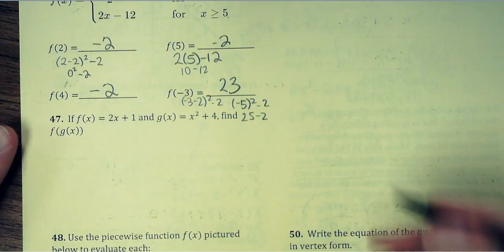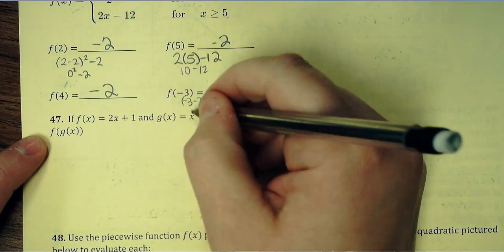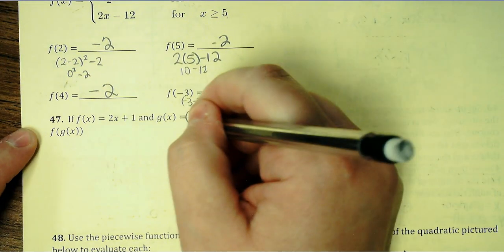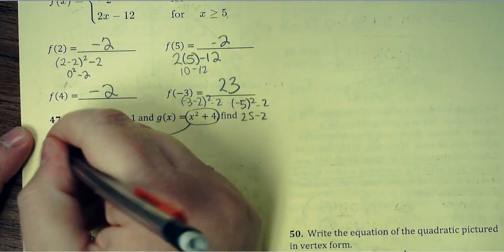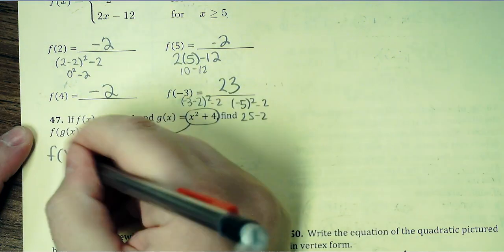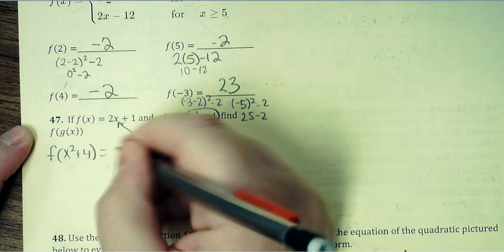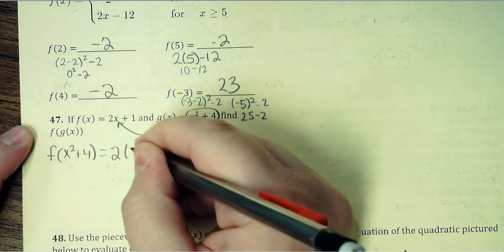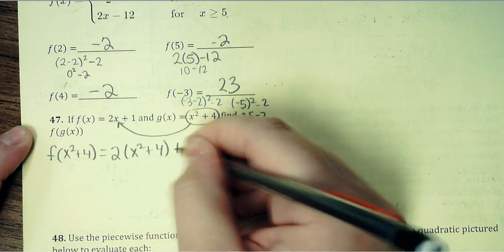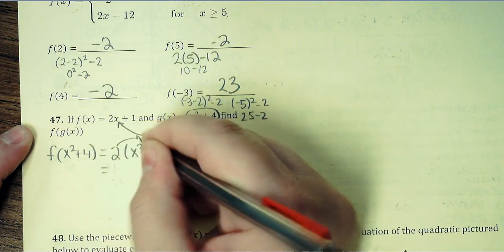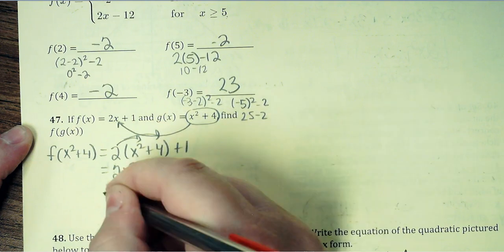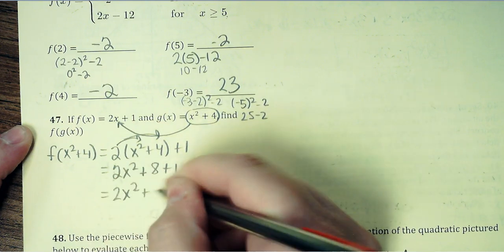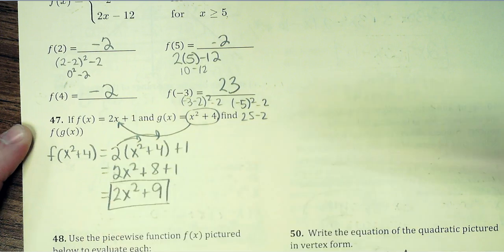For number 47, composition function. This means I'm going to plug in the g of x function to the f of x function. So g of x is x squared plus 4. In your f of x function, everywhere you see an x, you replace it with that expression. Now, a little distributive property here. This is 2x squared plus 8 plus 1, and then we're just combining like terms. Simplified should be 2x squared plus 9.